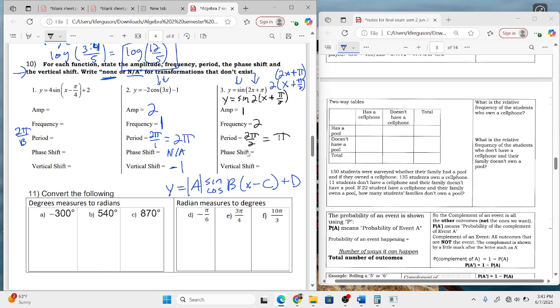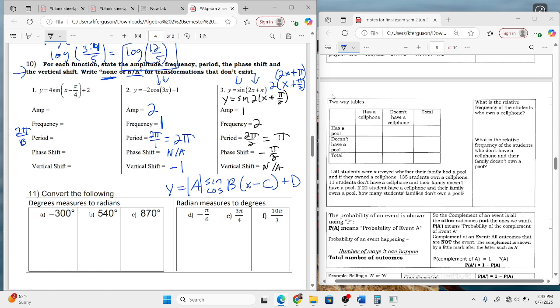And then phase shift. Usually it's the opposite of what you see. So what ends up happening, right? The opposite of plus pi over 2 is minus pi over 2, and that's what I put there. Again, I've seen plenty of people make that mistake. You do the opposite, and then d is nothing, so I'm going to put NA. I'm leaving the first one for you. All right.